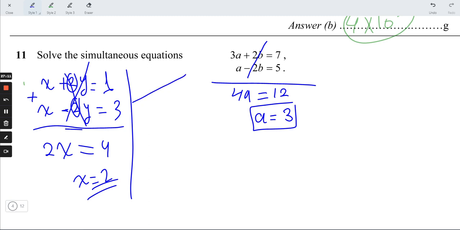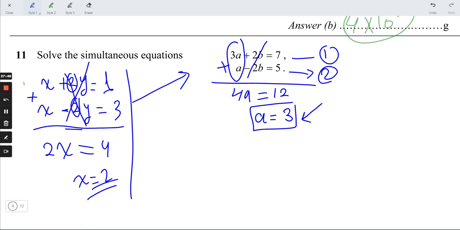We did the same to solve this simultaneous equation by eliminating the variable b. So 2b minus 2b, by adding these two equations. 2b plus minus 2b is 0. Left over is 3a plus a, which is 4a, equal to 12. Then we divide both sides by 4. We get a equal to 3. Now a is known, so we can use equation 1 or equation 2, depending on you.